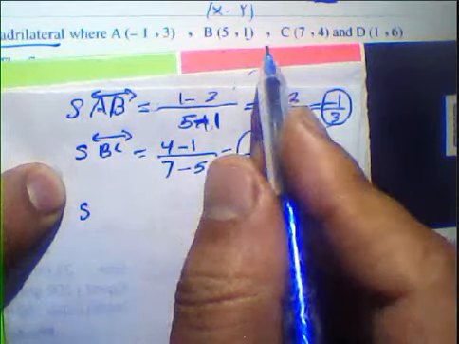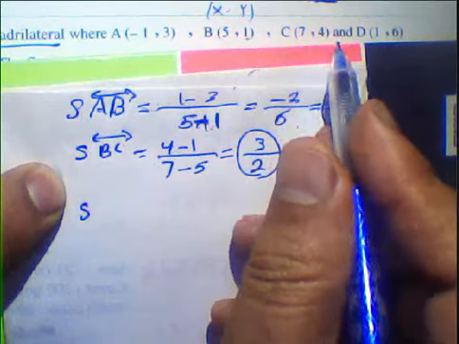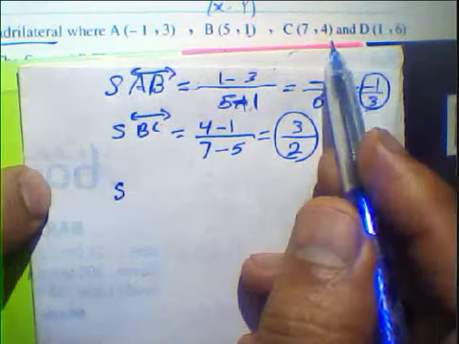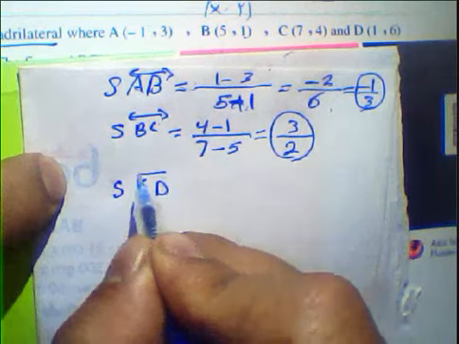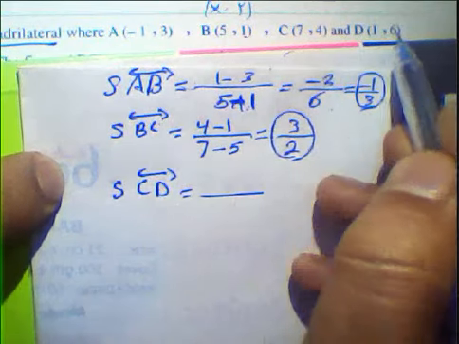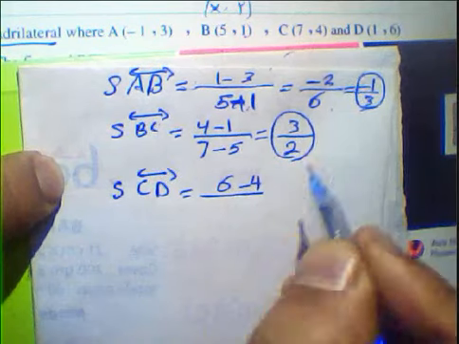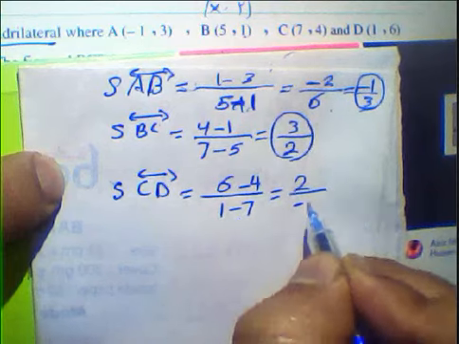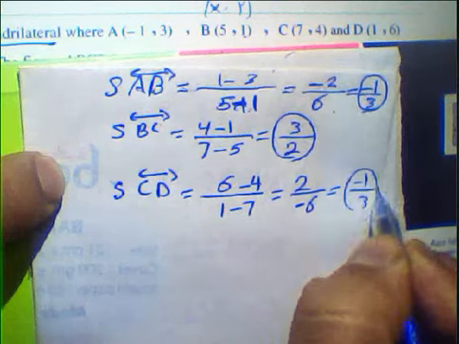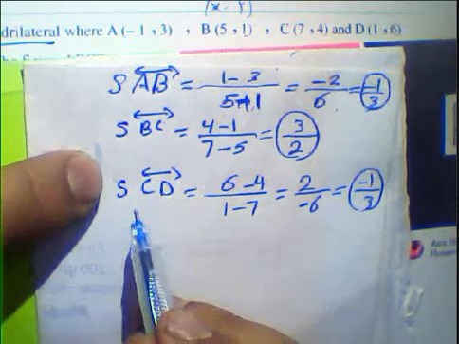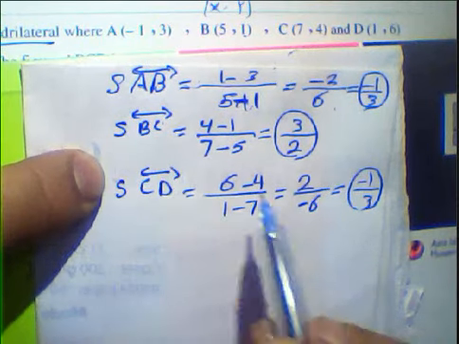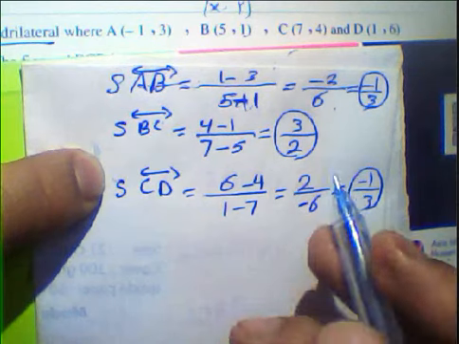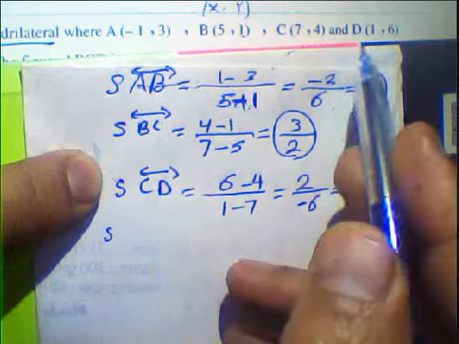And what about the slope of CD? We have BC and CD. I will find the slope of C and D. Slope of CD is 6 minus 4 over 1 minus 7. 6 minus 4 equals 2, 1 minus 7 equals negative 6. It will be negative 1 over 3. You know, the slope of CD equals the slope of AB. Then straight line AB is parallel to straight line CD. And then we can find the slope of DA.